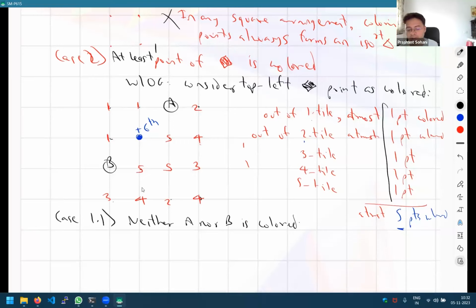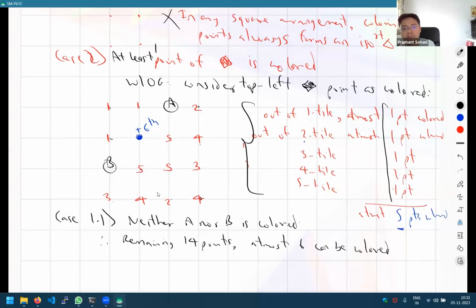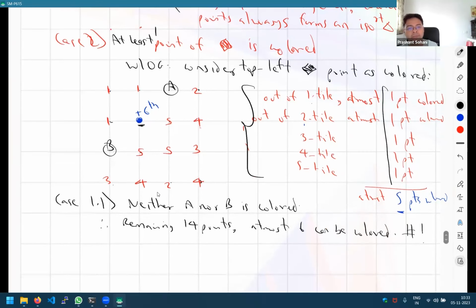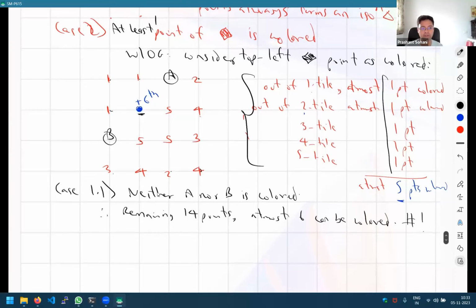Okay. So if A and B are both not colored, then we have completed the argument, right? Therefore, in that case, what we are getting is that of the remaining 14 points, at most 6 can be colored. Why 6? Because each of these sets can have at most one colored point, plus the one which you already colored. And that will give the contradiction because we are clearly given that 7 points are colored. So that is case 1, where neither of A and B is colored.